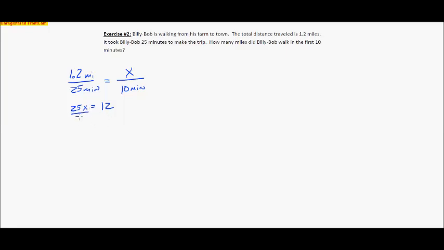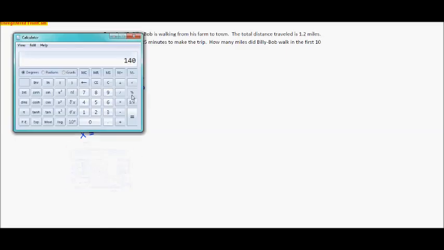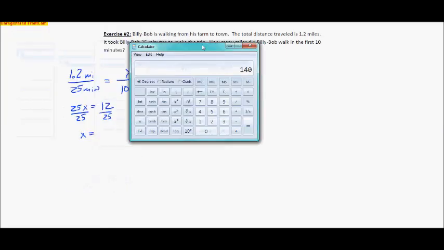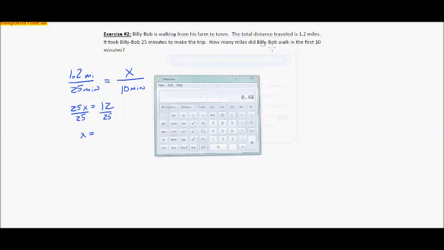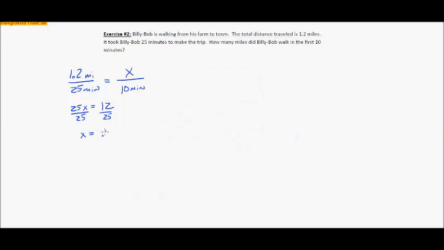And again, I'm going to cross multiply, so 25x equals, now if I take 1.2 times 10, that just simply moves the decimal over 1 place to the right, so I get 12. And I'm going to divide by 25 on both sides, just like I did before. And let's see, I'm going to bring up the calculator, although I know it's going to be really close to 0.5 here, so I'm going to go 12 divided by 25, and I get 0.48. So he's going to go 0.48 miles in that first 10 minutes. We think, alright?